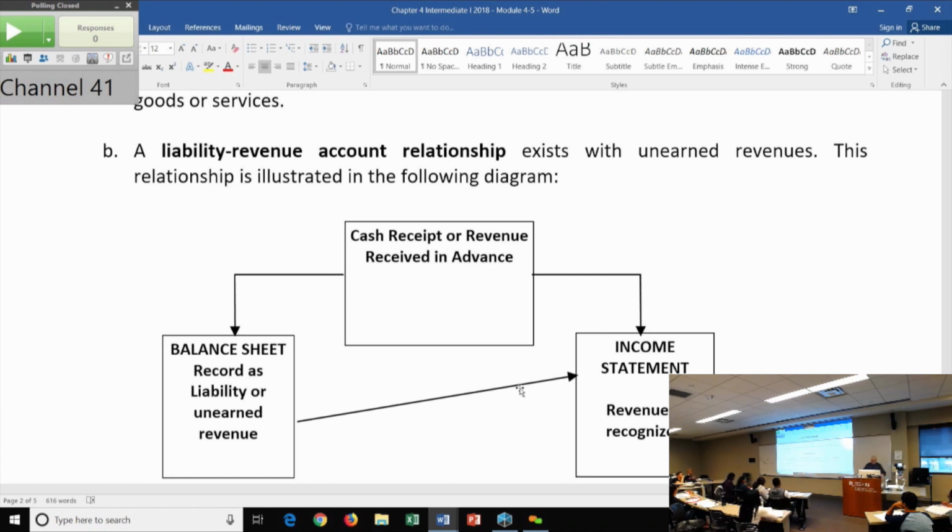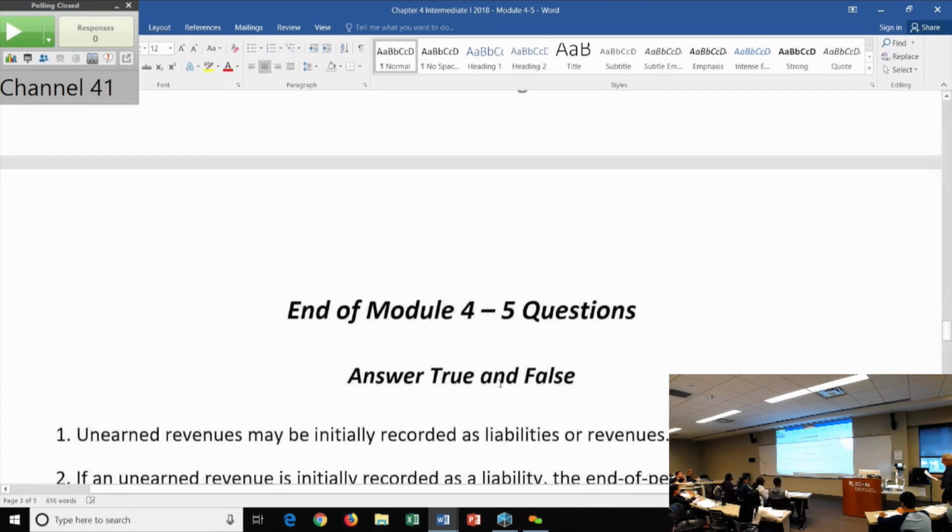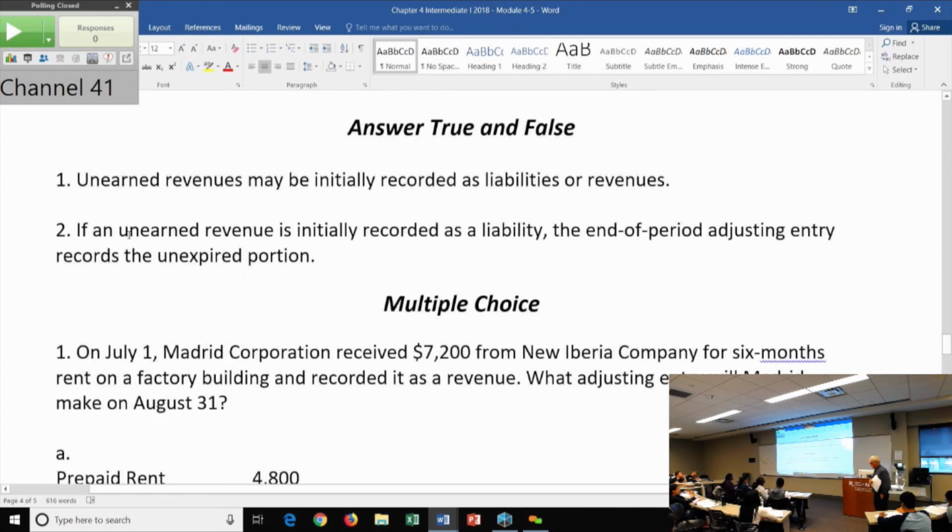First, we'll go over together, and that is: unearned revenues may initially be recorded as liabilities or revenues, and the answer is true. So if I was asking you an essay question, I'd ask you to explain that to me, and it really doesn't matter how it's recognized throughout the year. What does matter is what is adjusted at the end of the period. So you have to make sure that the accounts are correctly stated at the end of the accounting period.